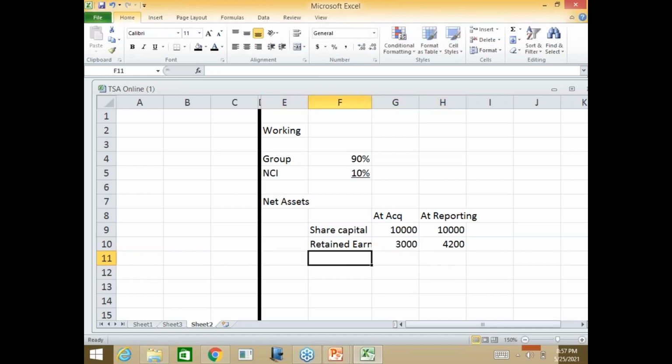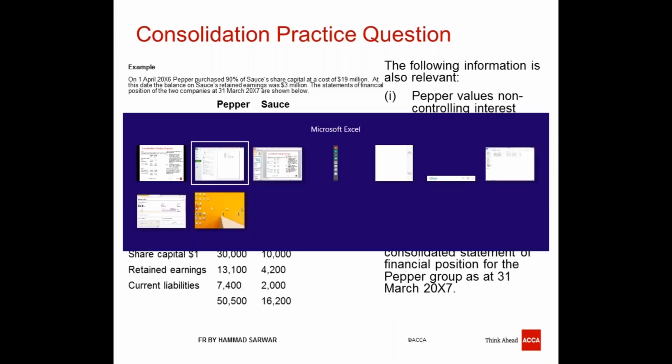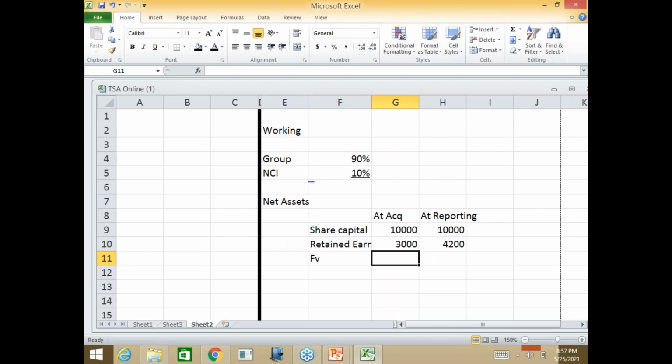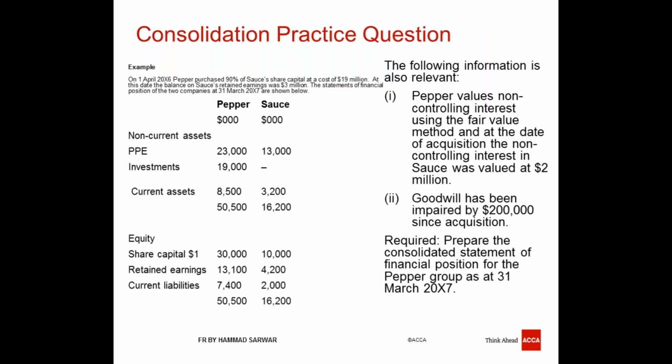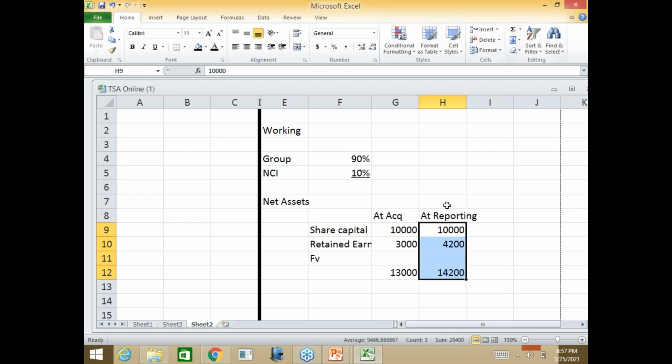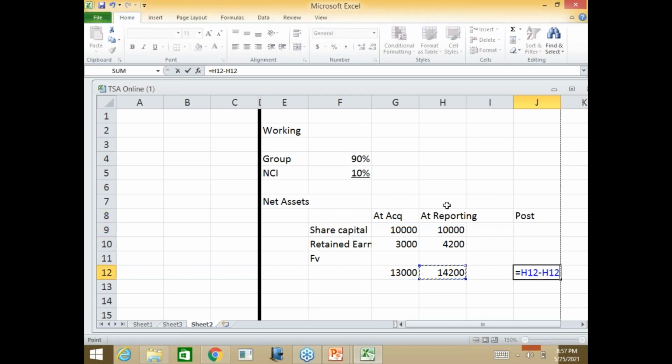Do we have any fair valuation adjustment? We don't have any fair valuation adjustment in this question. So the final answer for this question will be 13,000 at the date of acquisition and 14,200 at the reporting date. So my post acquisition profit will be the difference between this amount minus this amount. That is 1,200.